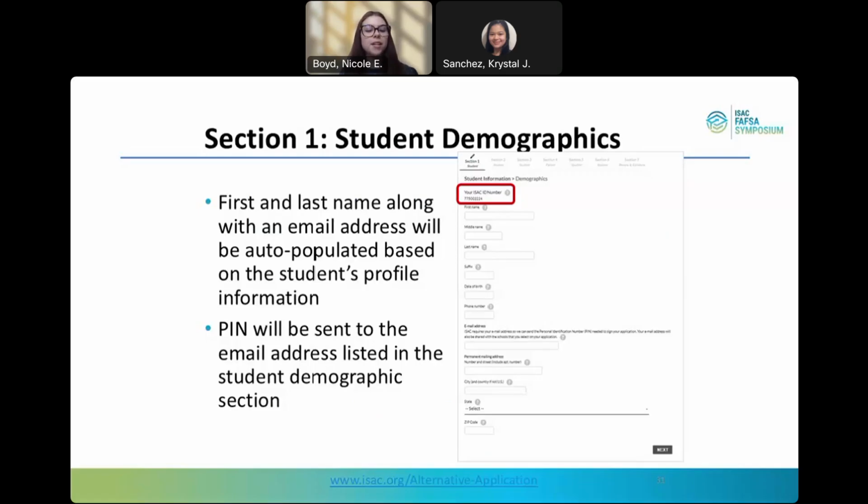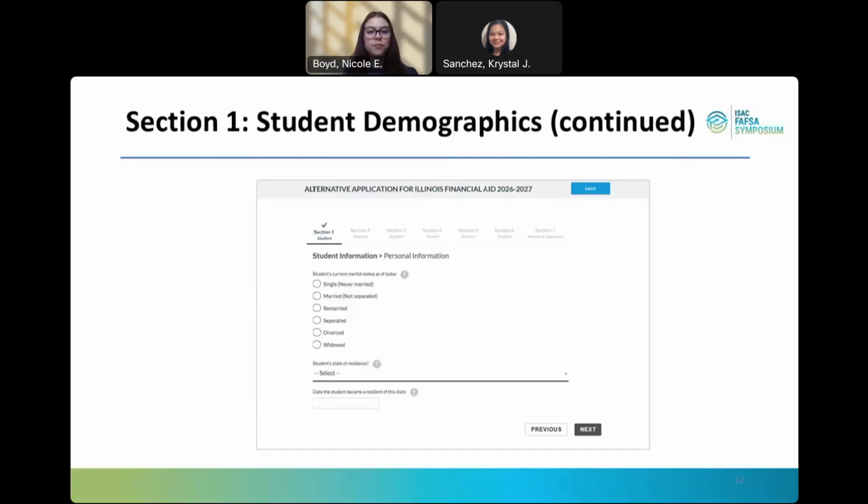And then that PIN number that is sent to them will be sent to the email address that is listed in this student demographic section. Continuing on with these student demographics, here they are going to indicate their marital status.